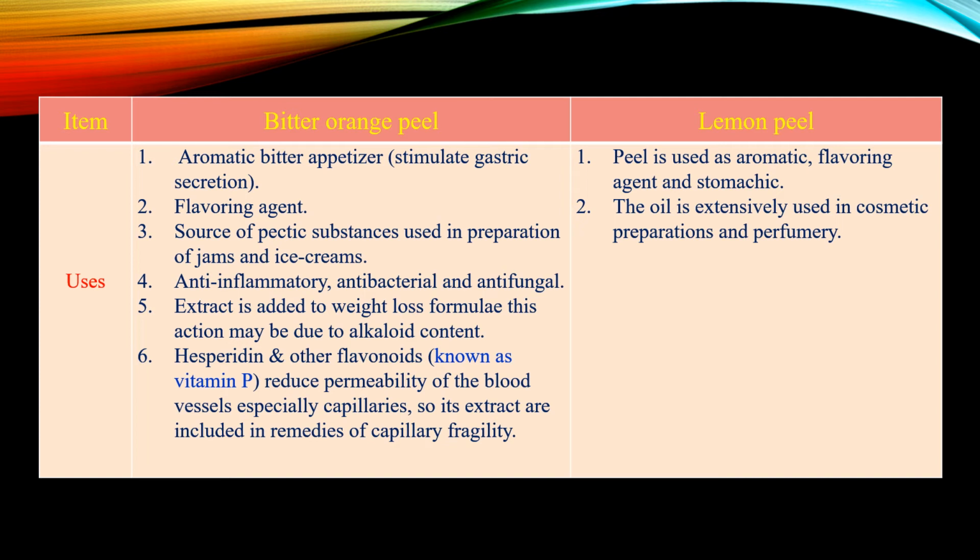Hesperidin and other flavonoids, which are known together as vitamin P, reduce permeability of blood vessels and increase the strength of capillary walls, so decreasing the tendency of capillary fragility. Lemon peel is used as an aromatic flavoring agent and stomachic. The oil is used mainly in cosmetic and perfume preparations.